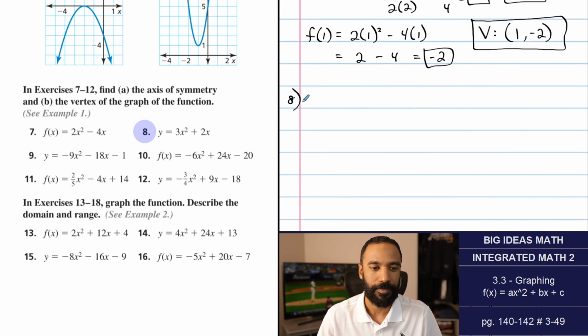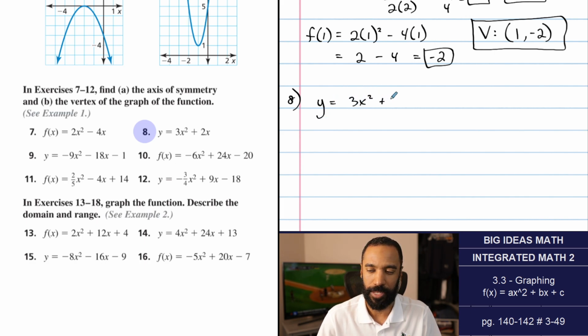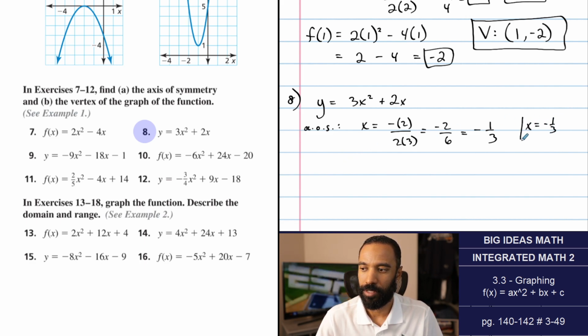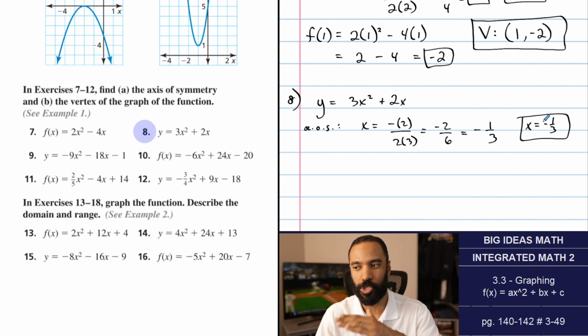Okay, number 8. Y equals 3x squared plus 2x. Once again, there's no actual c value. This time it says just y equals, though. So 3x squared plus 2x. A is 3 and b is 2. For the axis of symmetry, x equals negative b over 2a. That's negative 2 over 6, which is negative 1/3 when reduced. So x equals negative 1/3. Again, I feel compelled to put x equals straight up, otherwise you might misconstrue it for the equation.